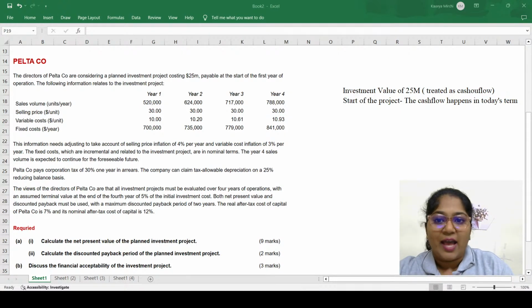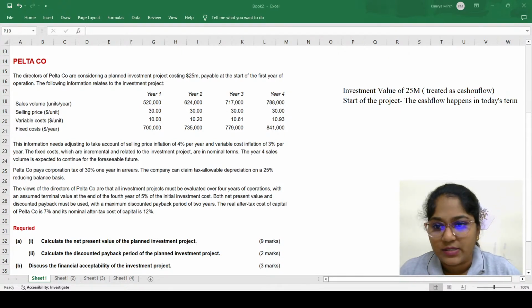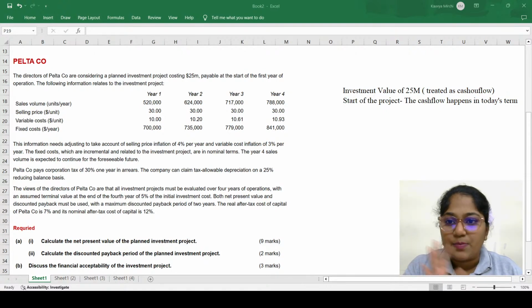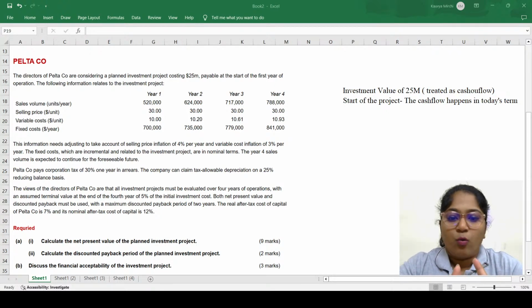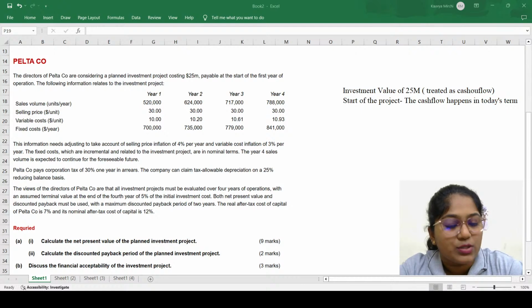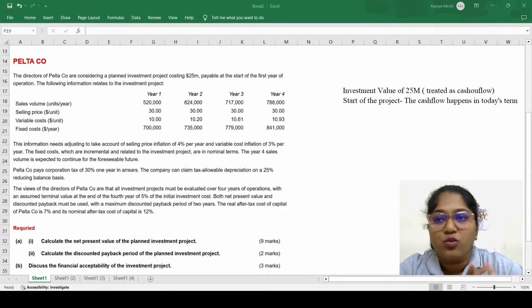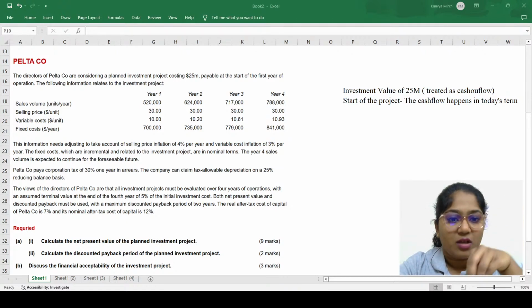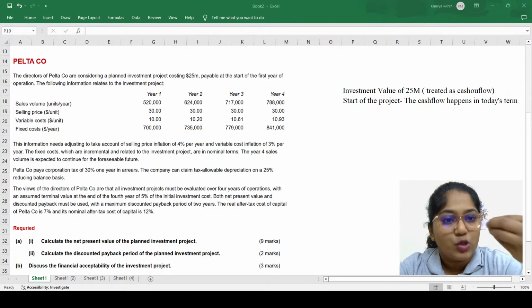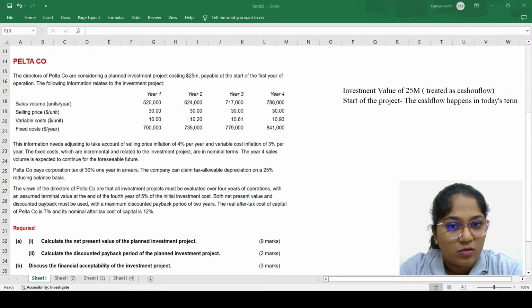And then the company can also claim tax allowable depreciation on a 25% reducing balance basis. So as finance people, we need to know two things: one which is based on accounting policies, another which is based on cash flows. So for financial management, do we worry about cash or about accounting policy? We worry about cash flows. But a few cash flows are based on accounting policy, so sometimes you also need to know how accounting policy works.